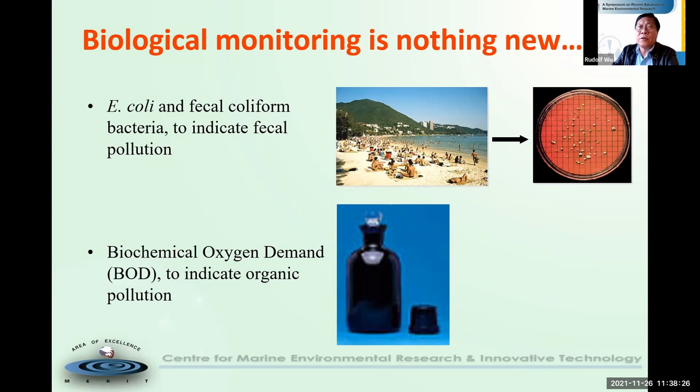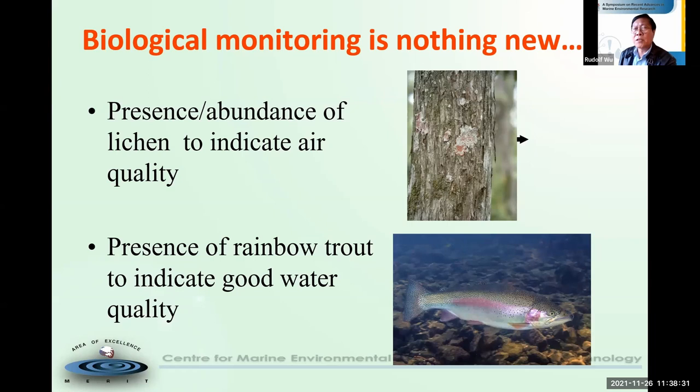Now, it's very common for high school kids to look at the environment to see if it is good. One typical example is to look at lichen on trees. You can go to your country park or your garden to see if you have lichen. That means the air quality is pretty good, mainly because lichen cannot survive when the air is polluted.